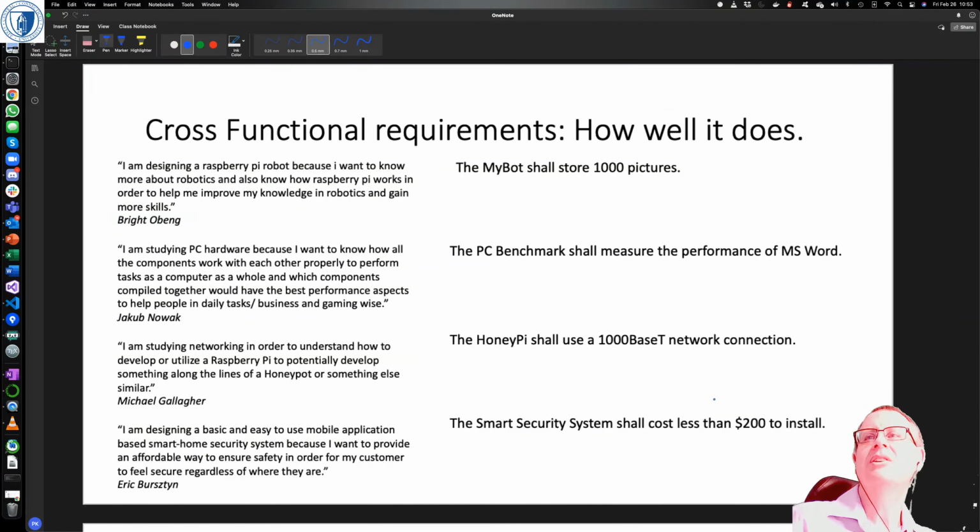Oh, I forgot to change Jacob's into a... oh well, I missed one. So the MyBot shall store 1,000 pictures. I don't know whether that's the right number. I don't know whether it's going to store them or stream them, but that's an example of a cross-functional, a performance requirement.